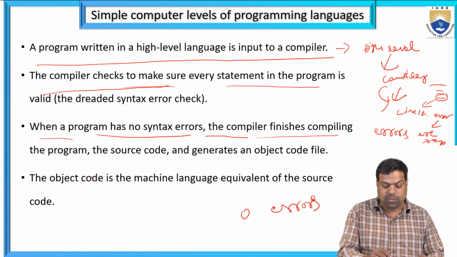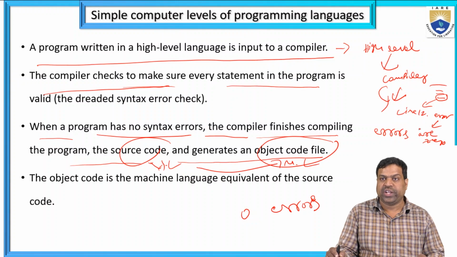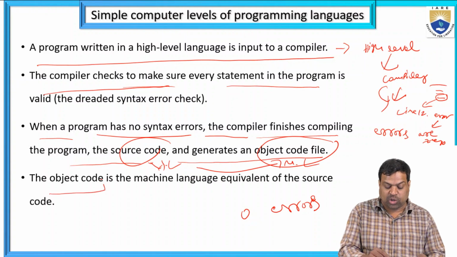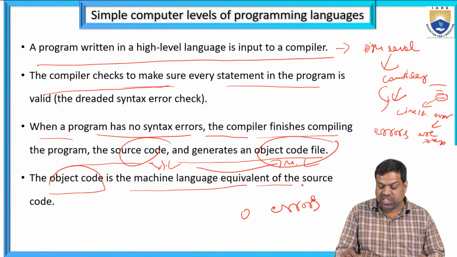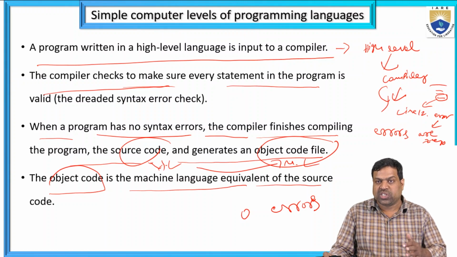If there are no errors, the source code is converted to the object file, that is, to object code. Source code to object code means high level language to machine level language. Then it is executing and showing the output. The object code is the machine language equivalent of the source code. So when it is converted to machine language, only then will we get the output.